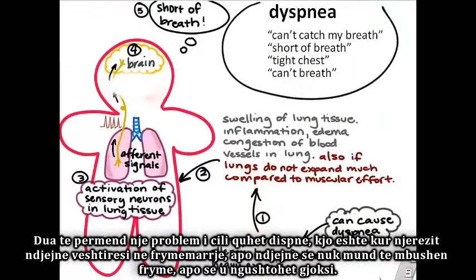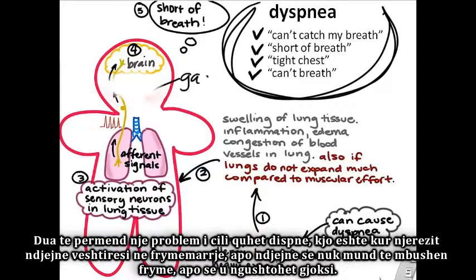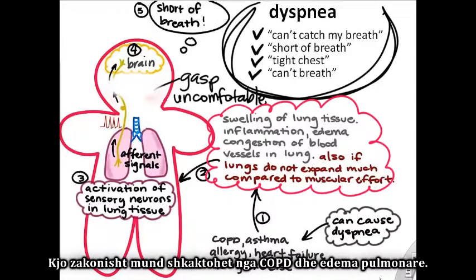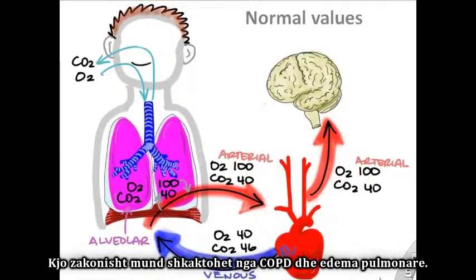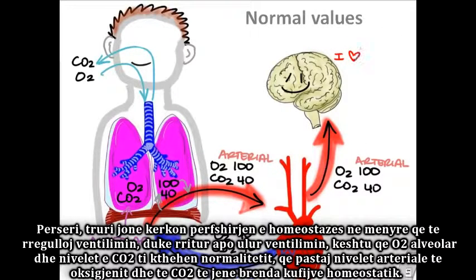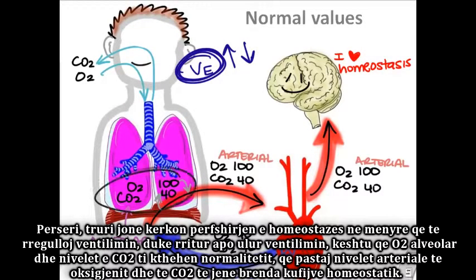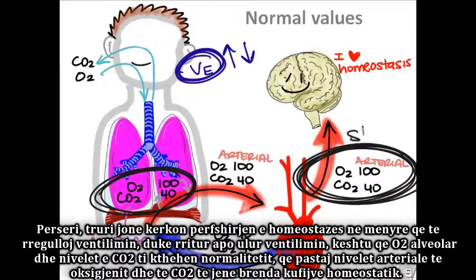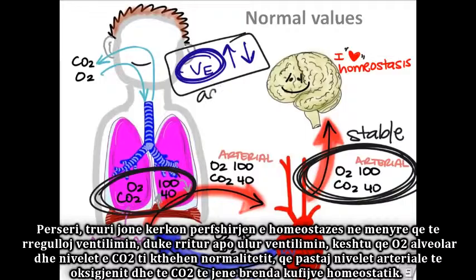So I wanted to mention the condition called dyspnea, and this is when people feel shortness of breath or the feeling like they can't catch their breath or tightness in their chest. This can often be caused by COPD and pulmonary edema. Again, our brain's quest for homeostasis involves regulating our ventilation, increasing and decreasing your ventilation so that your alveolar O2 and CO2 levels are normal, which then keeps your arterial levels of oxygen and CO2 in that homeostatic range.